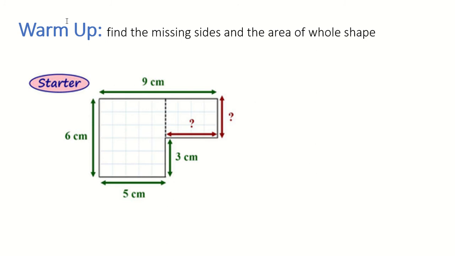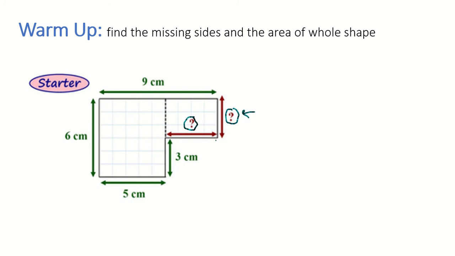This warm-up requires you to find the missing sides and also the area of the whole shape. So even though we've not technically learned anything yet, I feel like there are parts of this that you already know, and we're going to apply that. You see the two missing sides here. You can figure out what those are by using a little bit of visualization, a little bit of logic here. You need to use your imagination, actually. Okay, let's work on that missing side first.